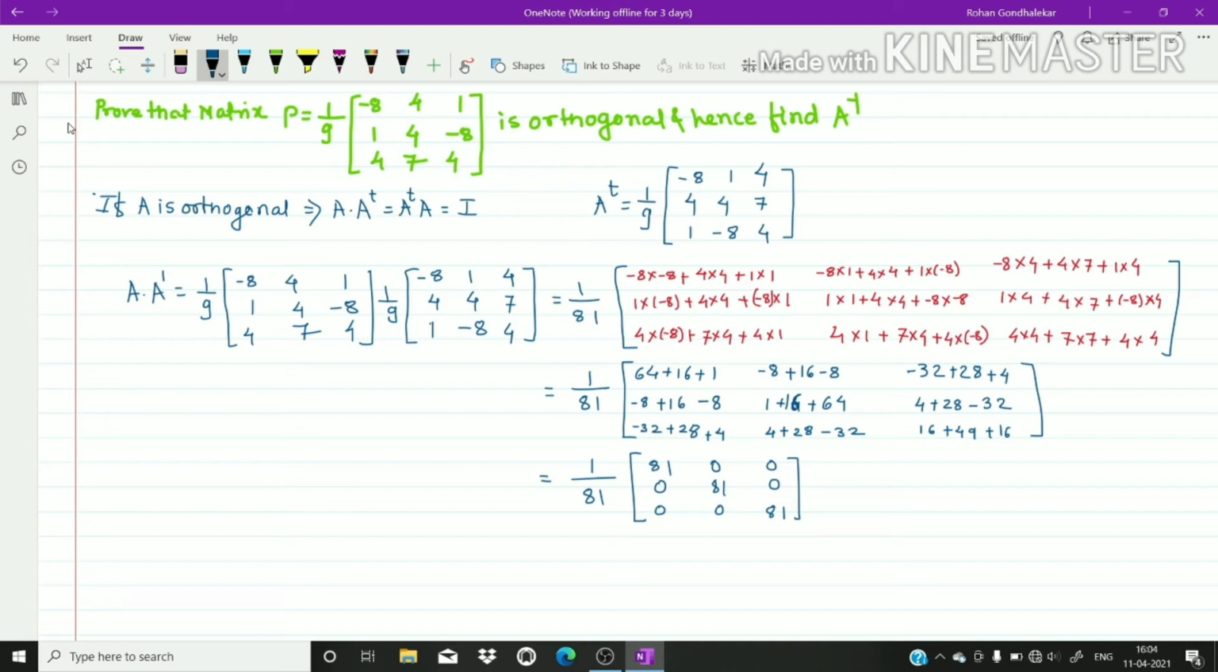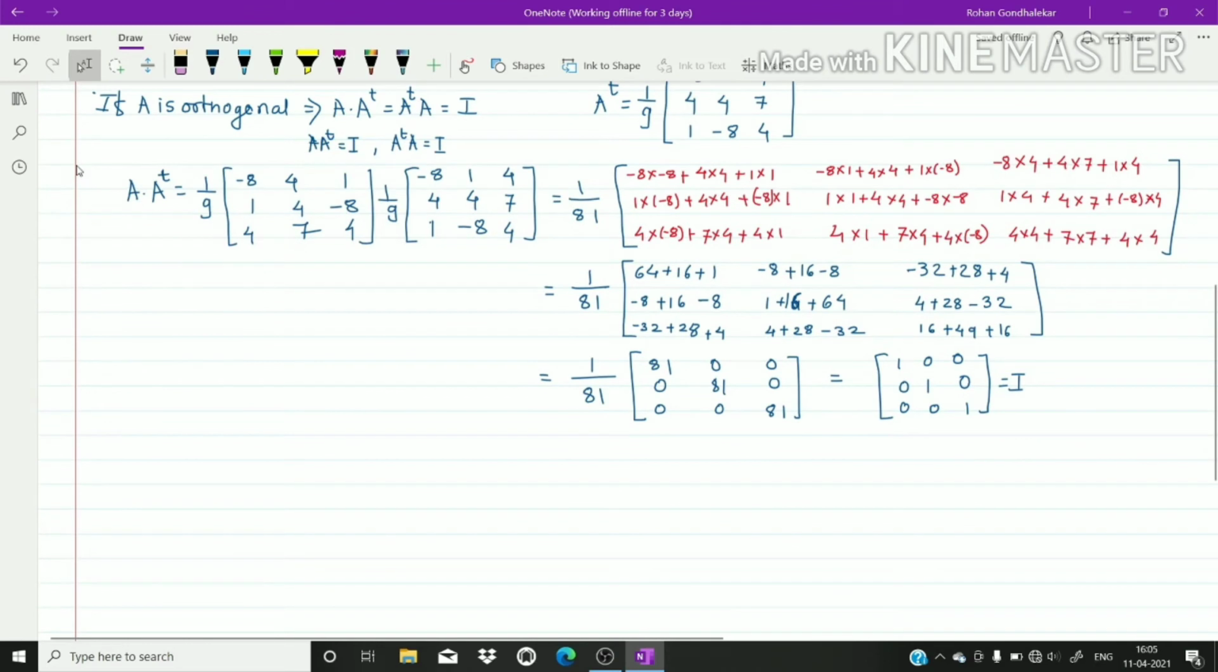So now if you just multiply 1 upon 81 with all the entries of the matrix, 1 upon 81 into 81, 1 upon 81 into 0, 1 upon 81 into 0, and so on, what I'll get? An identity matrix of this type. So what I did? From this definition, we started with A into A transpose, and we get the product as identity. Now we need to calculate A transpose into A. So let's start with them.